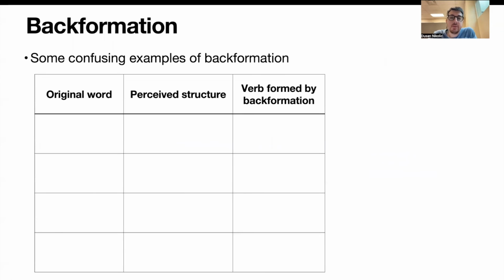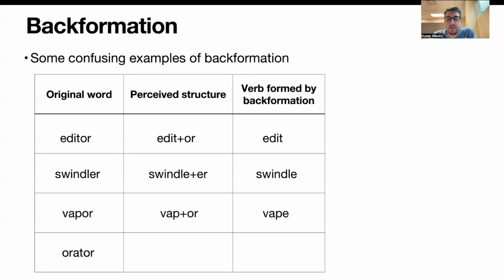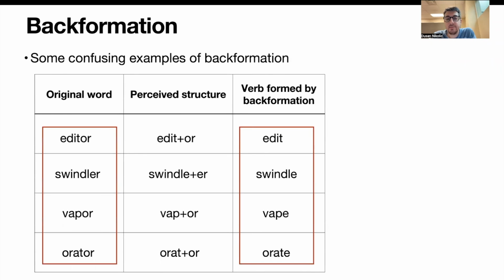Some confusing examples of backformation are the following. For example, editor, the original word, you might perceive as edit plus -or, and in the end we can have a backformation like edit. Swindler as well, vapor, and orator. However, these two are valid, but this one is not. Why is that so? Because editor did not come from edit plus -or. It was already editor. In the past, we first had the word editor and then edit.